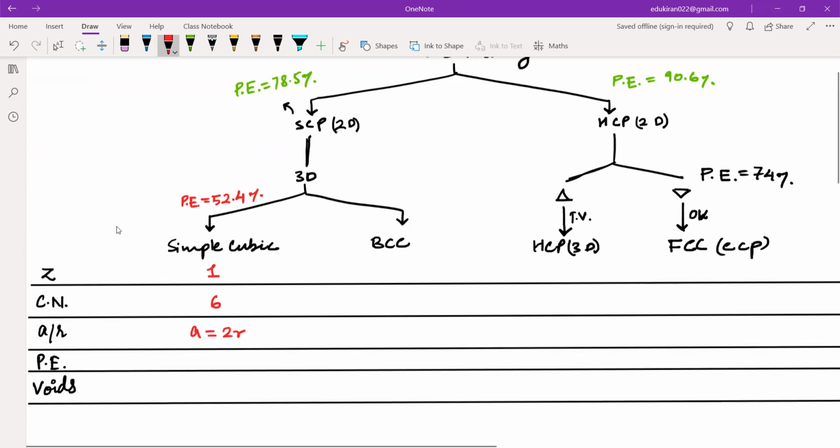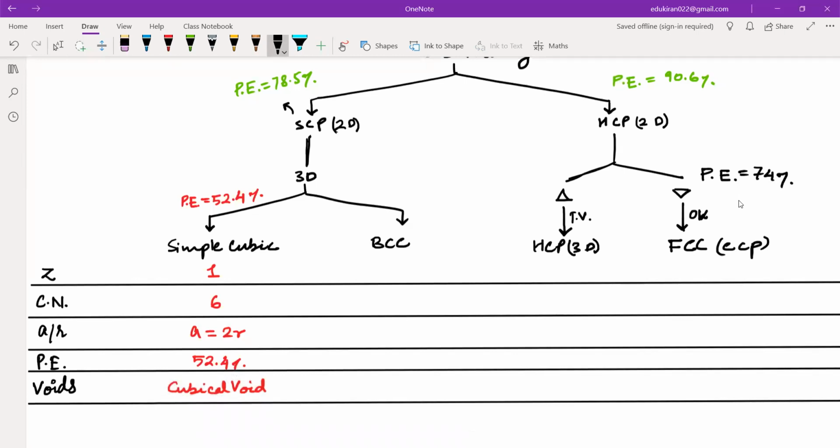वो तो लिखा ही हुआ है. 52.4%. And the void is cubical void. Right? Yes or no? Yes, sir. Okay, fine. Now, moving on to BCC.